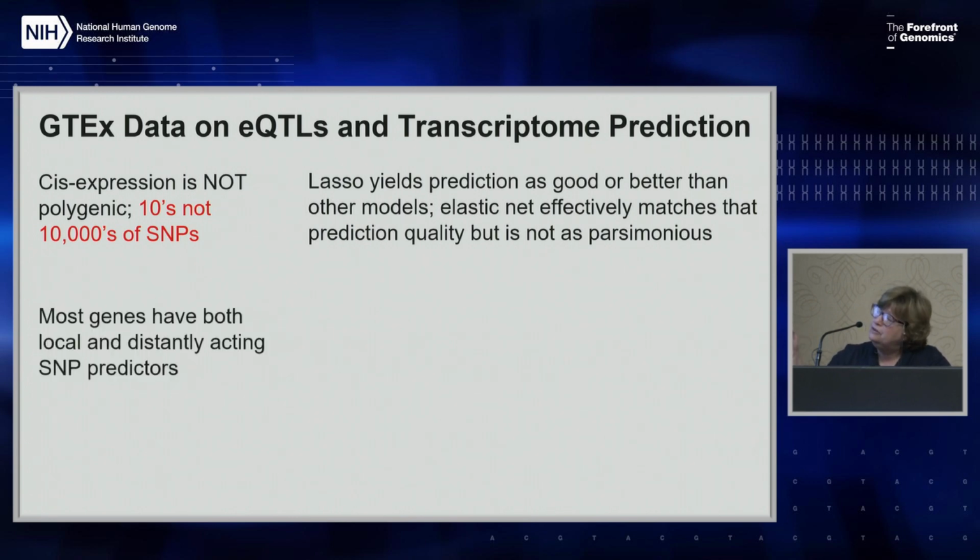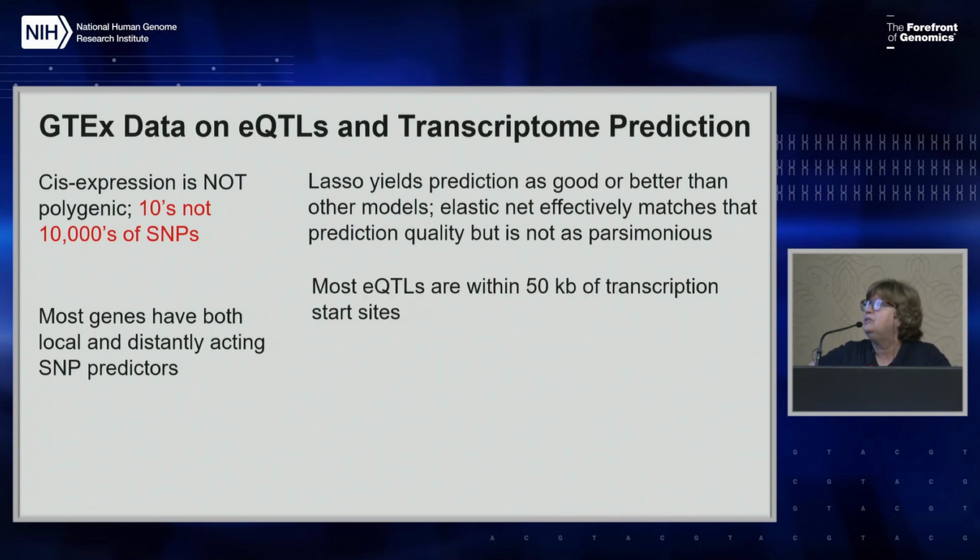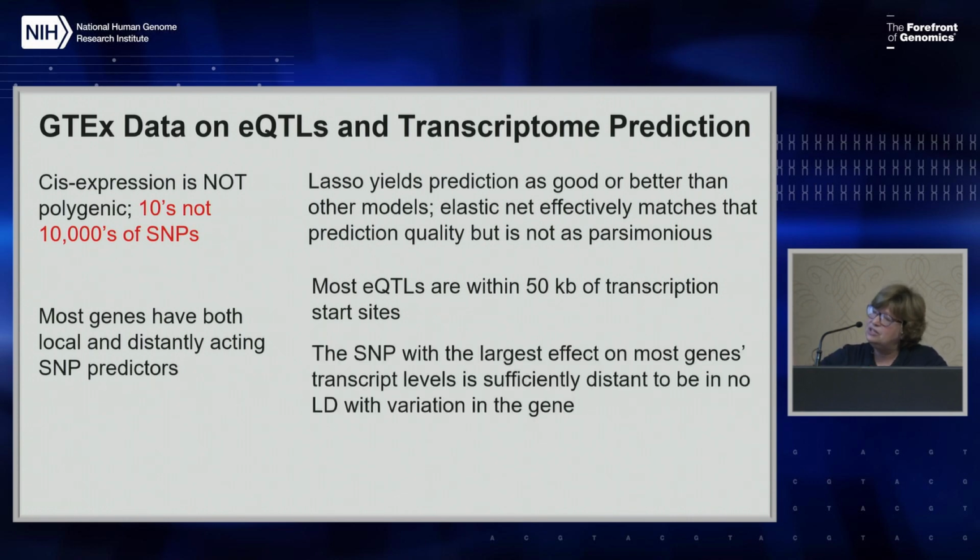Another piece of information that's key in thinking about prediction modeling is that most genes have both very local SNP associations to the transcript levels, but also distantly acting SNP predictors. The long-range enhancers really do contribute. So these two statements are both true. Most EQTLs, the expression quantitative trait loci, are within 50 kb of transcription start and stop sites. And the SNP with the single largest effect on most genes' transcript levels is sufficiently distant from that gene to be in no LD with any of the variation in or near the gene.